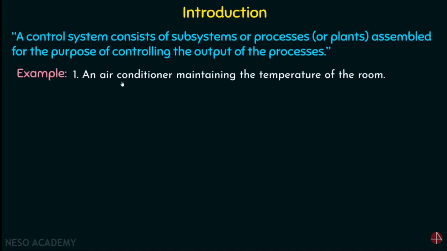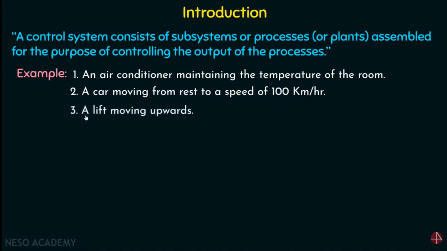Case, air conditioner maintaining the temperature at a particular room. And the maintained temperature of the room is the desired output. Example number 2, a car moving from rest to a speed of 100 km/h. Now in this case, the car or the elements present in the car are the control systems, and the speed of 100 km/h is the desired output.